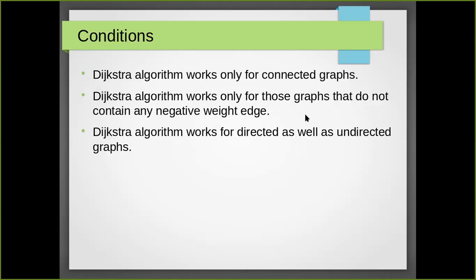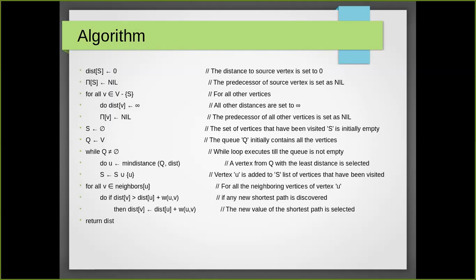Now let's see what the conditions are. Dijkstra's algorithm or link state algorithms work only for connected graphs. Dijkstra's algorithm cannot work for negative edges. We are not implementing it for negative edges. And also we can implement this algorithm for both directed and undirected graphs. These are some of the conditions that we have to know before we start this particular algorithm.